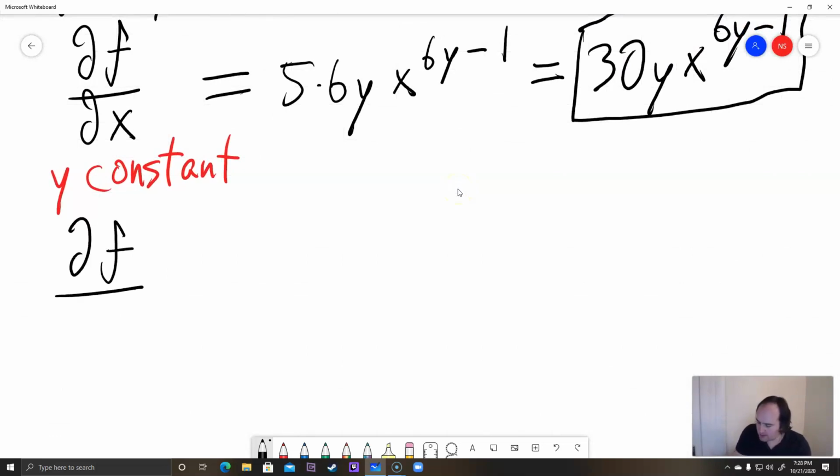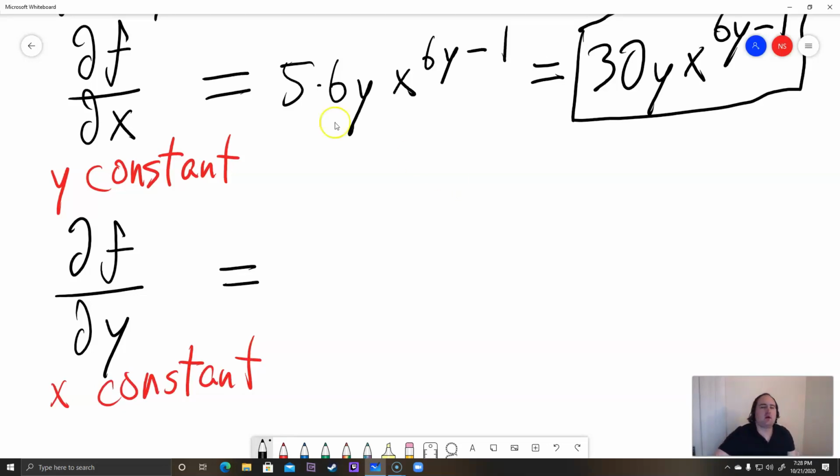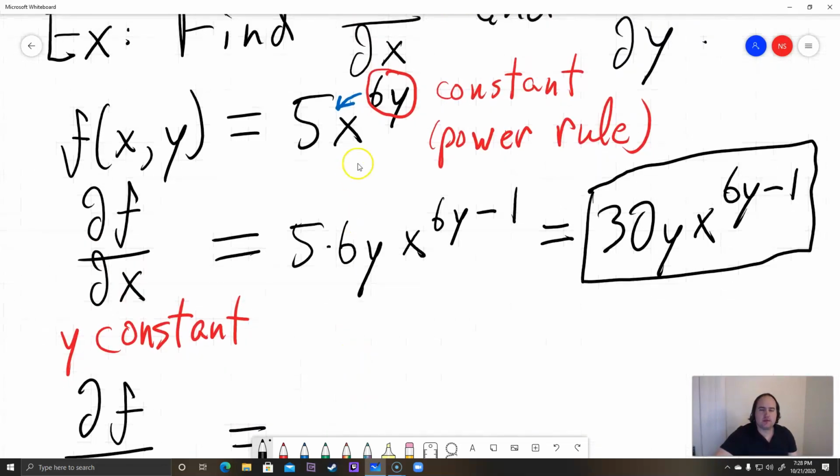Del f del y. So for this one, the other variable is constant, so here x is constant. And we're taking the derivative with respect to y. Okay, so let's take a look back at our function again. Since x is constant, that means the base is constant, but the exponent is a variable. So the exponent is 6y.